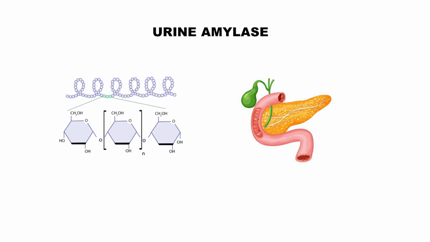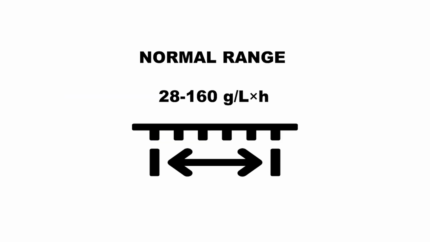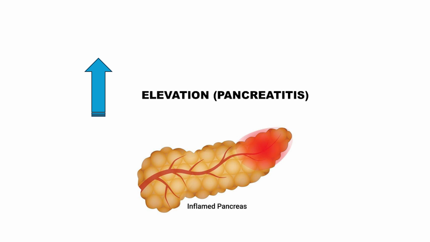ulcer. Urine amylase measurement primarily reflects pancreatic P type amylase, which serves as a valuable diagnostic tool, especially for pancreatic disorders. The normal range of urine amylase is 28 to 160 gram per liter per hour. Elevated urine amylase primarily indicates pancreatic injury or inflammation. For example, acute or chronic pancreatitis or pancreatic duct obstruction.